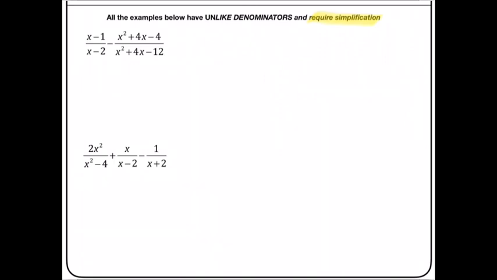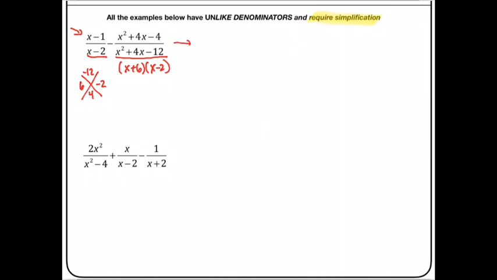So one of the things that we have to do, like example number 1, we have unlike denominators, and we want to go ahead and factor just to see what the denominators, the x minus 2 and this trinomial here, have in common. So the easiest way is to factor it out. What two numbers multiply to negative 12, add to 4? So it looks like we're going to go 6 and a negative 2. So that means I can rewrite that bottom as x plus 6 times x minus 2.